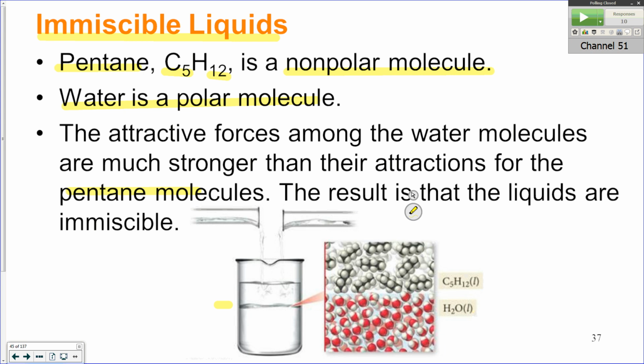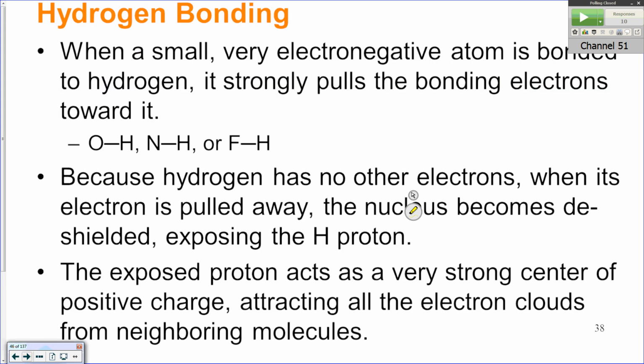They separate in order of their density. Water, being the most dense, falls to the bottom of the beaker. The pentane has a much lower density, so it floats on top of the water. That's an example of an immiscible system. There's no combination, I should say.